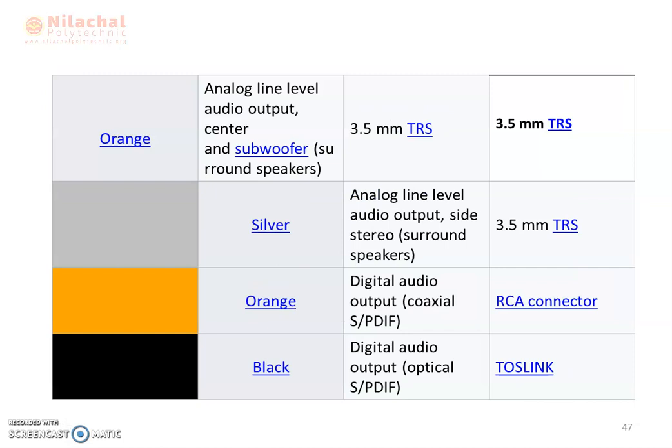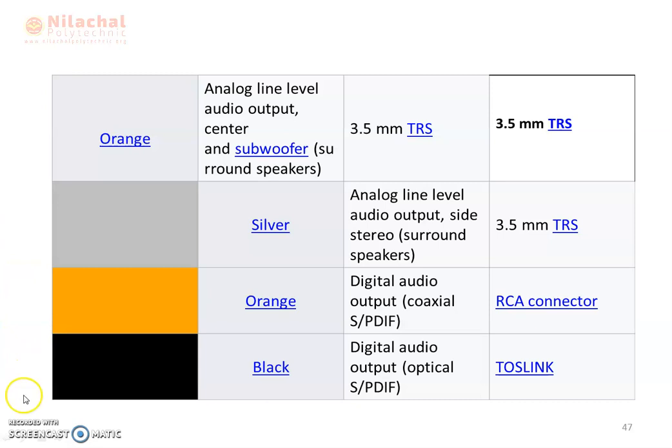Next is an orange color, that is, analog line level audio output for center and subwoofer. A silver color is an analog line level audio output for side stereo surround speakers. An orange color is also a digital audio output similar to coaxial SPDIF. It is an RCA connector. And a black color is a digital audio output, optical SPDIF.